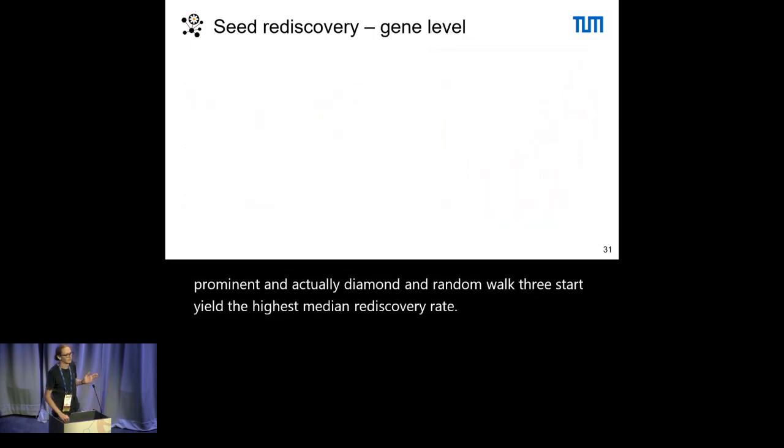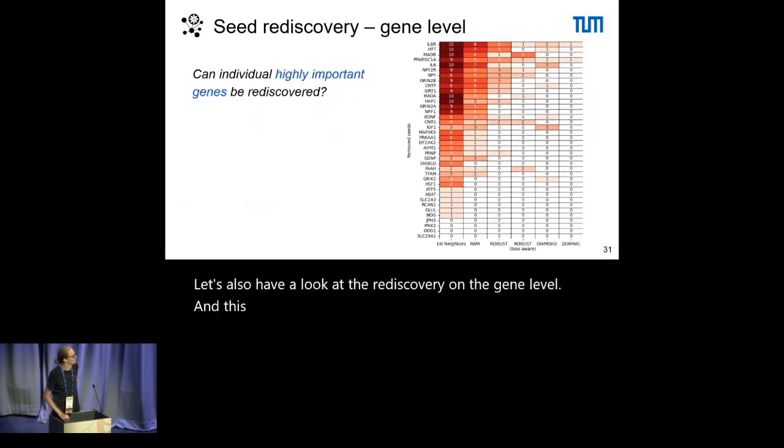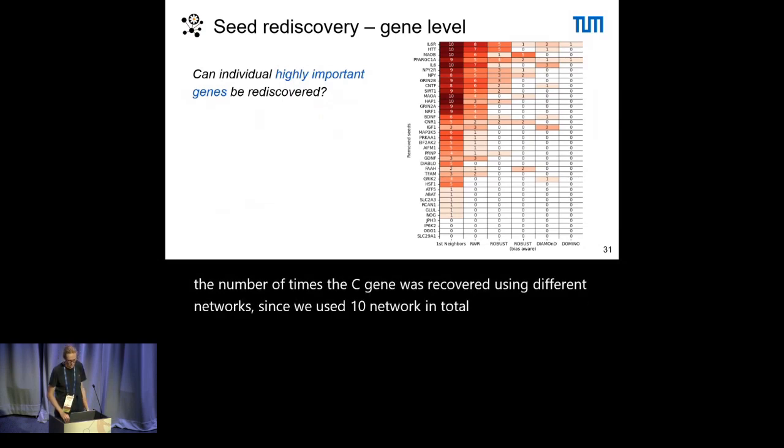Let's also have a look at the rediscovery on the gene level. This heat map shows the seed nodes used for Huntington's disease, and each cell resembles the number of times the seed gene was recovered using different networks. Since we use 10 networks in total, that's the highest achievable value, meaning that it was recovered every single time.